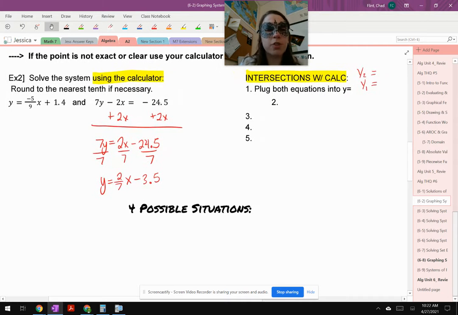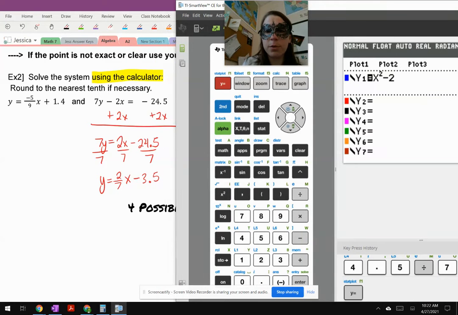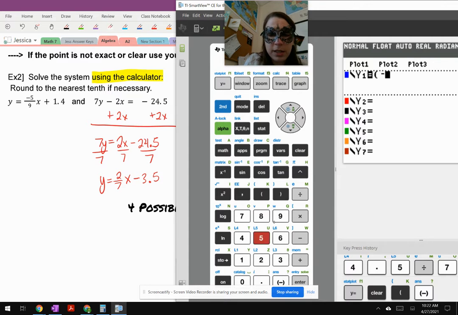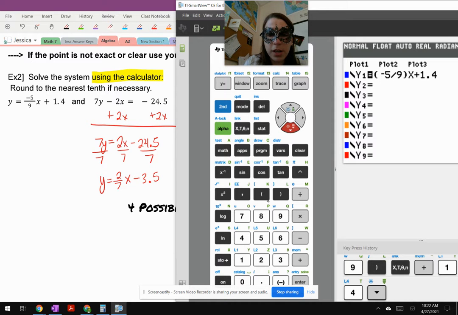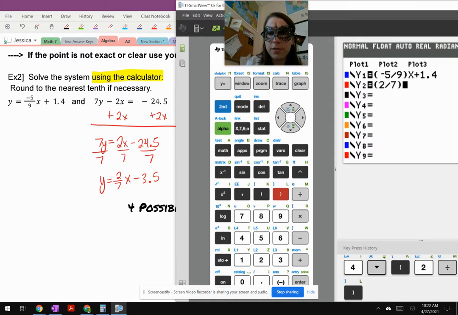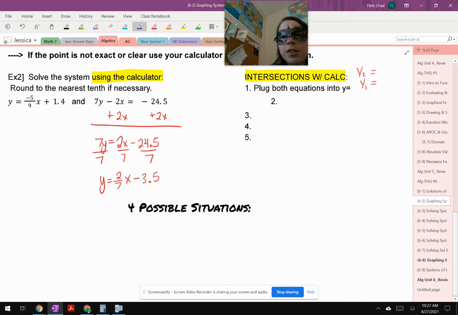Once you have both equations solved for y, you're going to plug them both into y equals. So coming to y equals, clearing this out, plugging in fractions in parentheses, negative 5/9 x plus 1.4, and then arrow down to y2 and plug in your second equation there. 2/7 x minus 3.5. Okay, afterwards, step 2 is you are going to go ahead and hit the graph button.